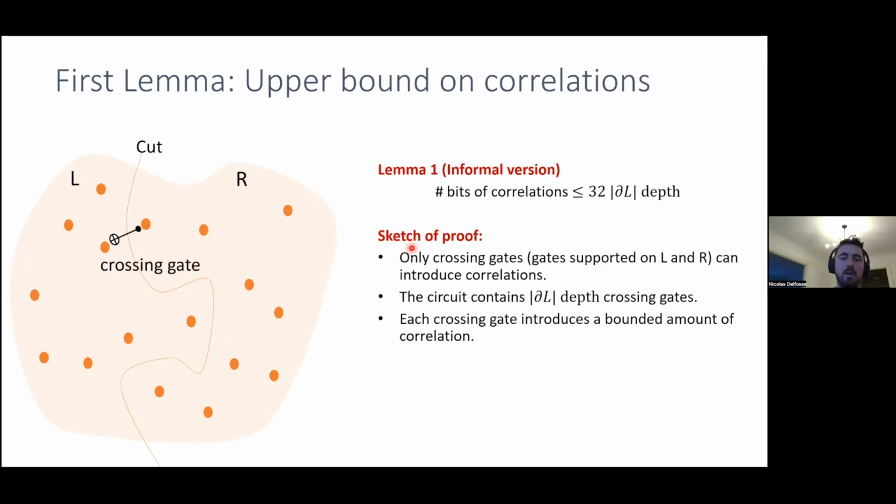So first, the upper bound on the amount of correlations. The idea is that only gates that are crossing the partition can introduce correlations. If you have a gate acting on two qubits of the left side, it cannot introduce correlation between left and right. So we just have to count them. At each round of the circuit, we have at most DL gates crossing the partition. This is the definition of this number DL: the number of gates crossing the partition in one time step. And we need to multiply by the number of time steps to have the total number of gates crossing the partition inside the circuit. So we get the number of gates in one time step times the number of time steps, and there is a constant here. This is our upper bound on the number of bits of correlation.